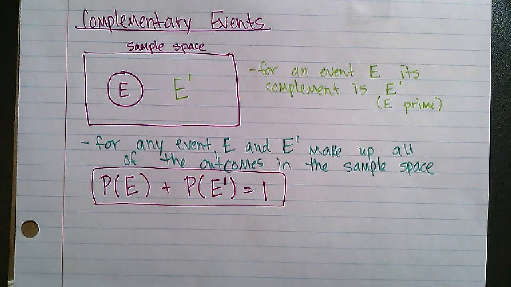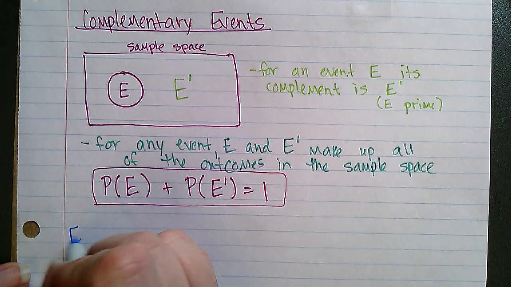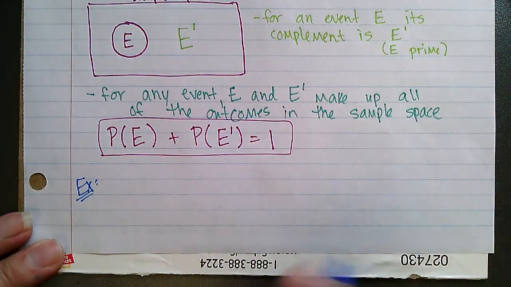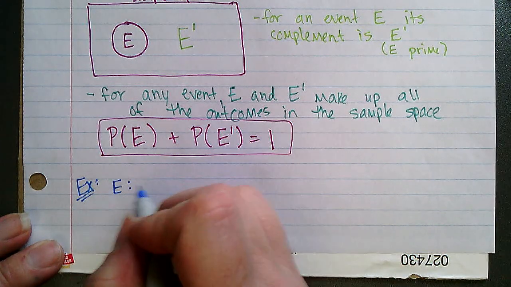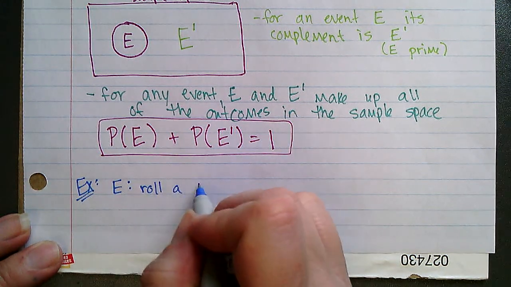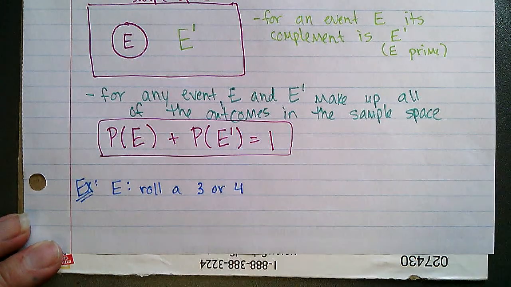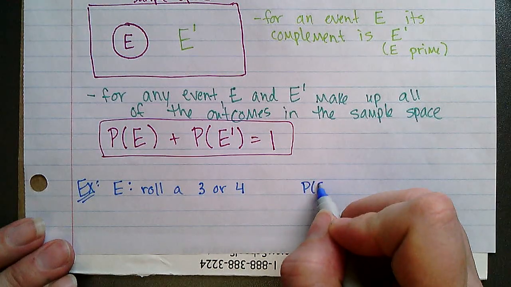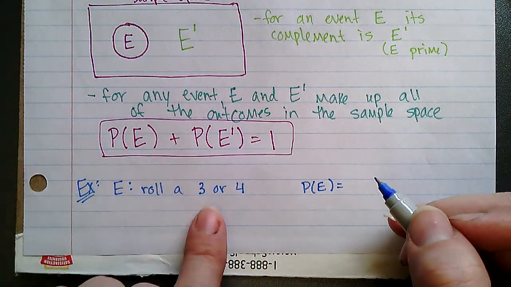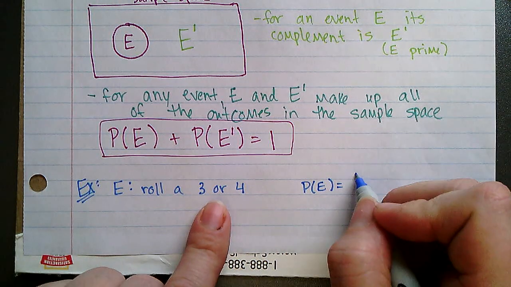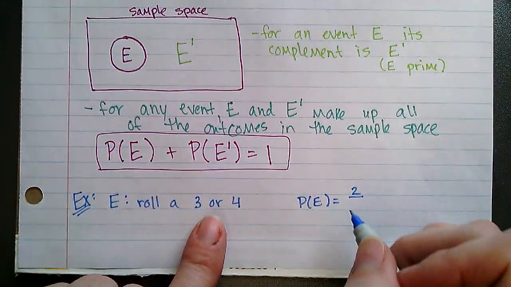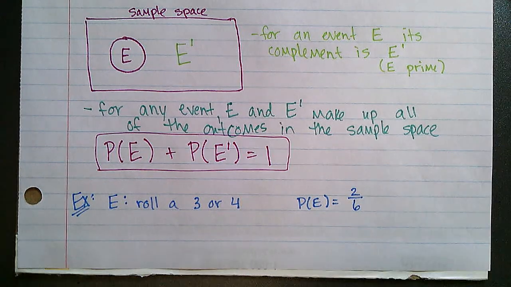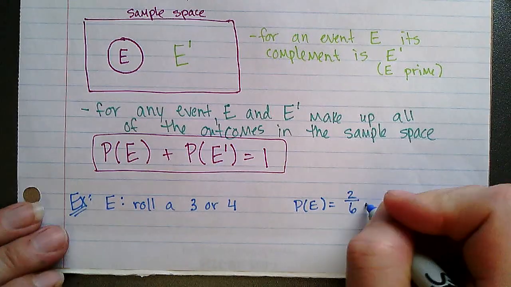So let's briefly look at quick examples of this happening. If event E is that I roll a 3 or a 4, then the probability of event E would be the number of outcomes in event E, which was 2, divided by the total number of outcomes in the sample space, which is 6. So the probability of event E is 1/3.